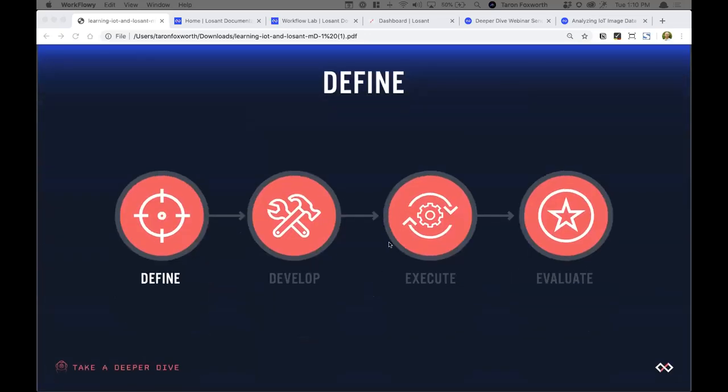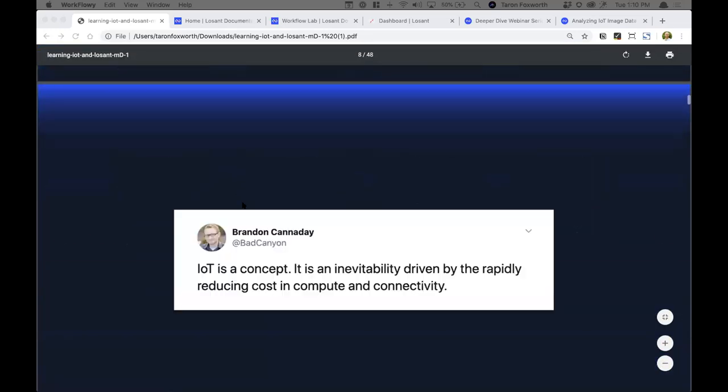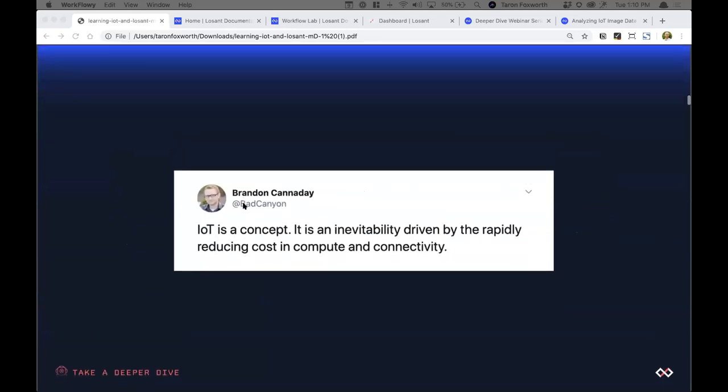So to begin our conversation, we're going to start at the define stage. And here, let's start from the absolute very beginning, the definition of IoT itself. In this case, here's a tweet from our Chief Product Officer, Brandon Kennedy. He tweets wonderful things about IoT all the time. Highly recommend you go and follow him. But in this case, he was talking about the definition of IoT.